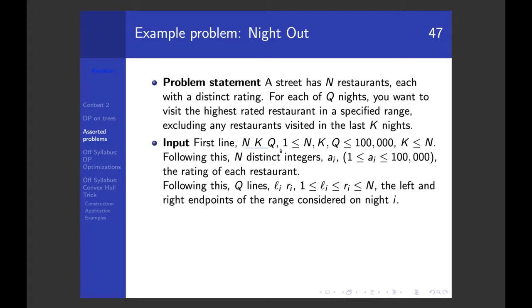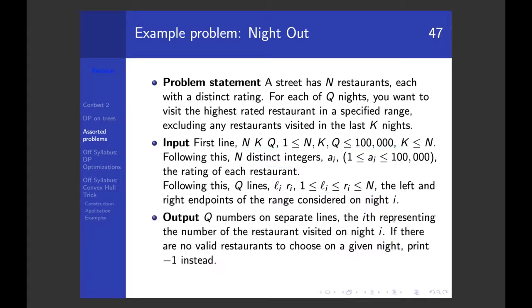Input: N, K and Q, all up to 100,000. You're then given n distinct integers. That is the rating of that restaurant, up to 100,000. You're then given Q lines. This is the start and end of the range for a given night. Output Q separate lines: what is the restaurant you visited on night i? If there are no valid restaurants, print -1.